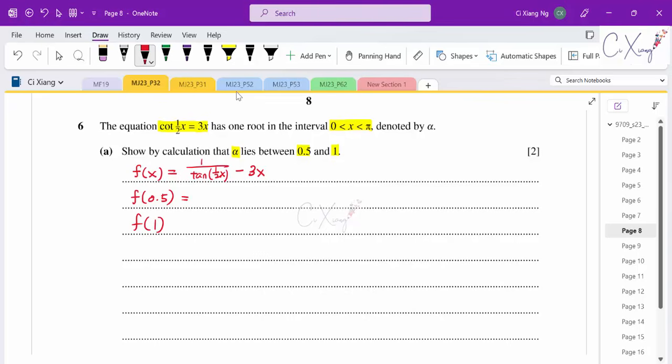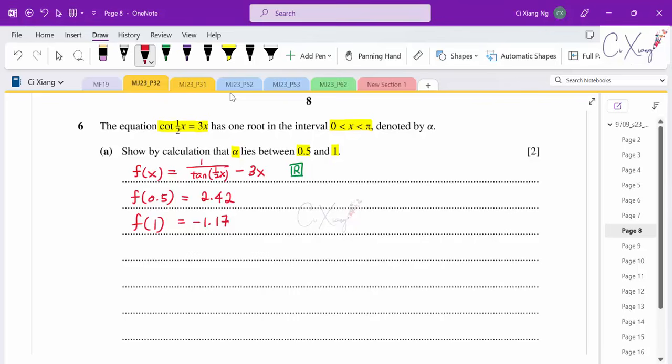you should try to substitute in the values. Substitute 0.5 into your expression here. By using a calculator, you should get 2.42. Just a reminder, because we have trigonometric expressions, when you substitute in the values, please ensure that you put your calculator in radian mode. Then only you will get the answer correctly, which is 2.42. Next, you substitute 1 into the expression here, and you will get negative 1.17 with the help of a calculator.